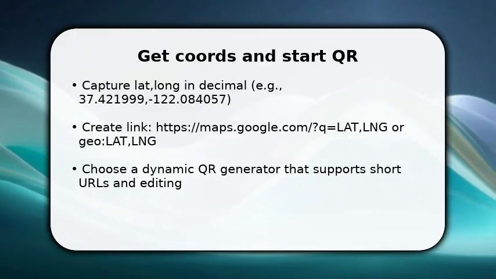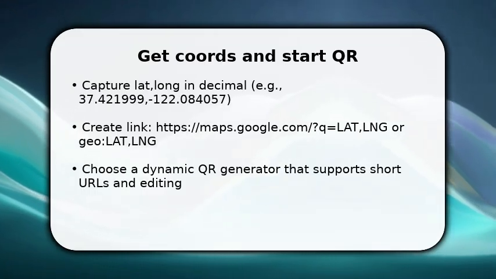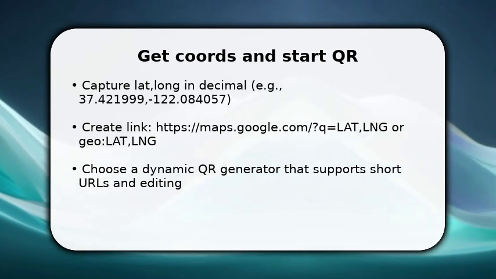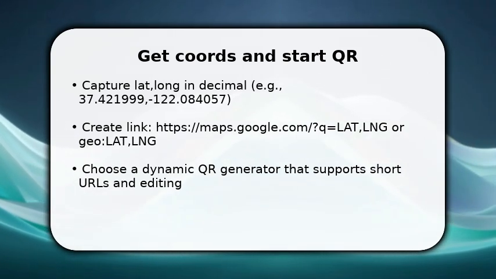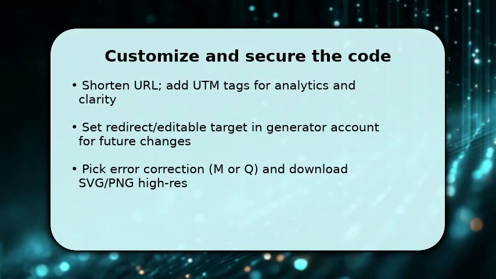Next, pick a QR generator that supports dynamic codes and short URLs so you can edit later. Once done, paste the location link into the generator, choose dynamic code, and proceed to generate a test QR to verify the target immediately.